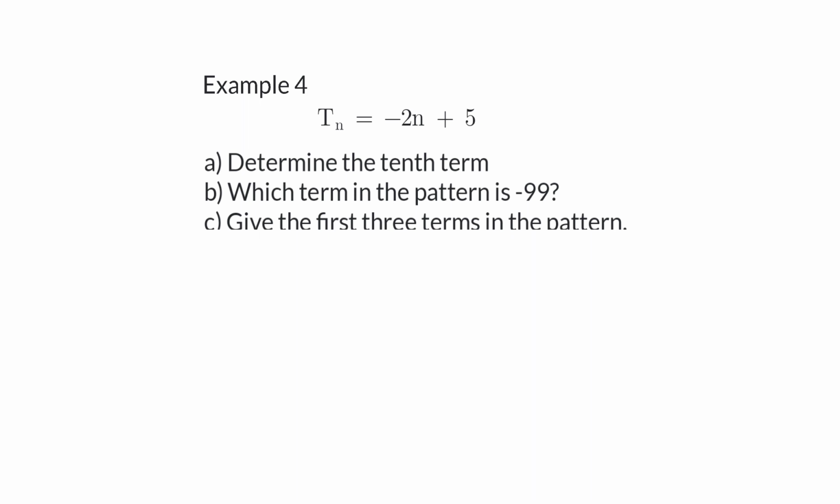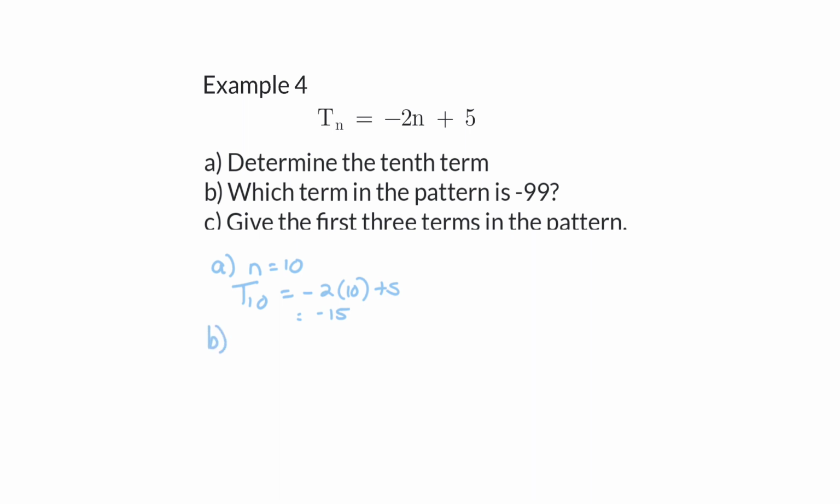In example 4, the general term Tn equals minus 2n plus 5 is given. The questions they ask here are the typical questions that are always asked in a number pattern question. First question is determine the 10th term. Okay, in this case, n is 10. So T10 would be minus 2 times 10 plus 5, which gives you minus 15. So the 10th term is negative 15.